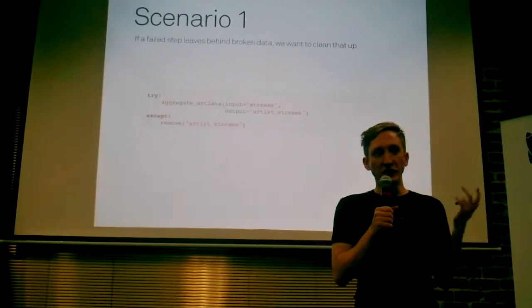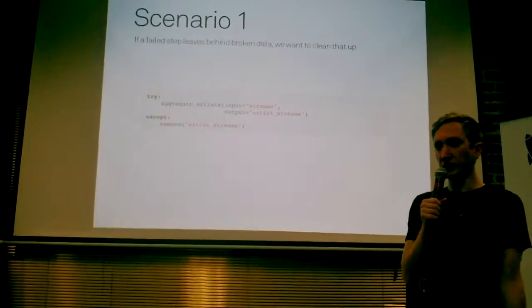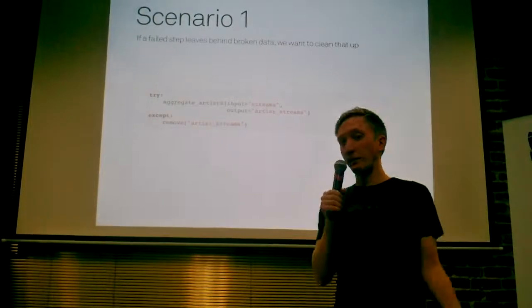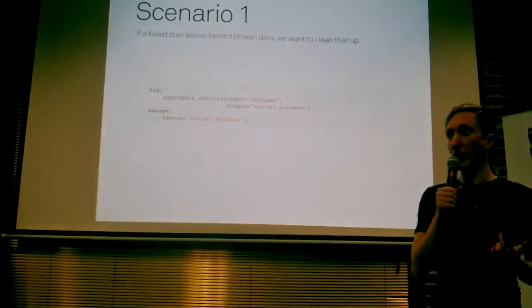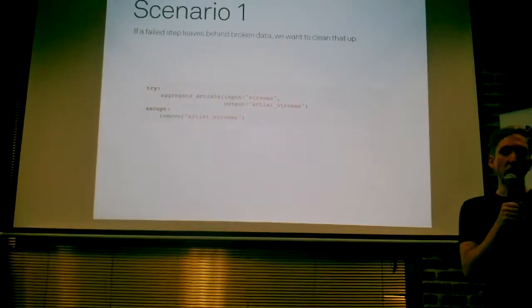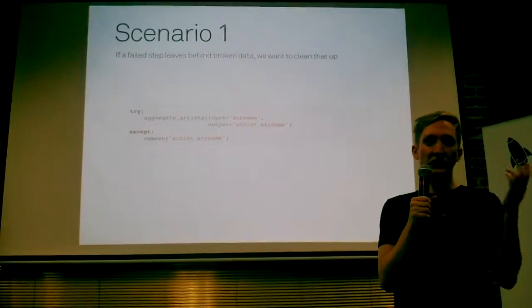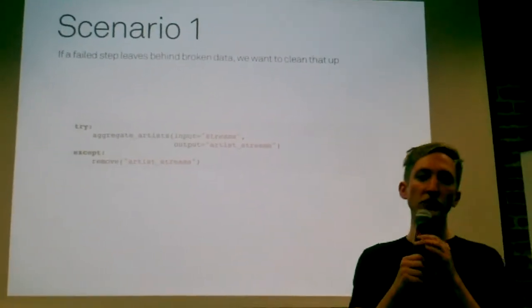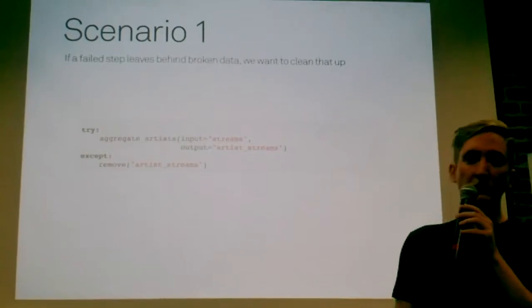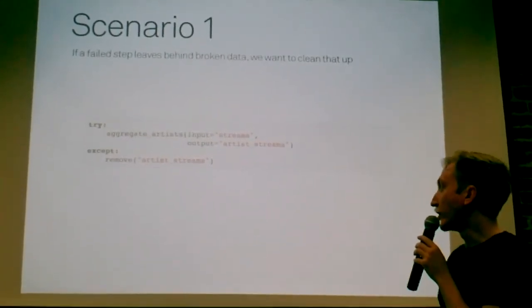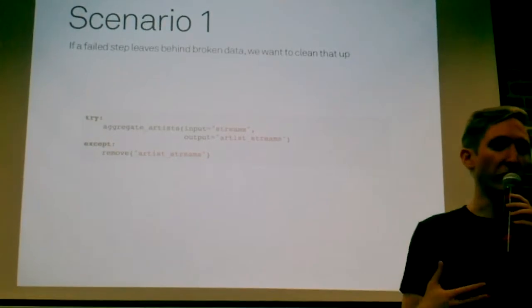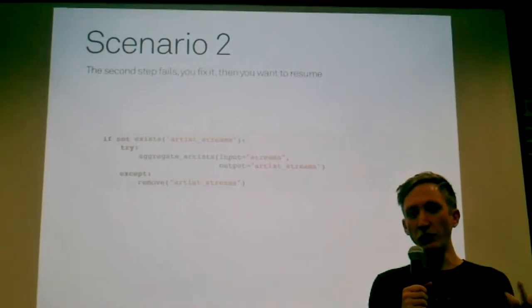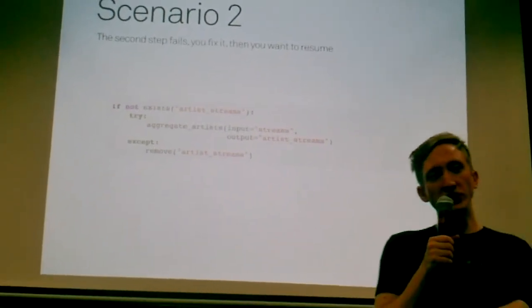So there are a few problems with this. Some things that you always have to do when you do these kinds of data processing. Let's say that our first step, when we aggregate on an artist level how many streams you have, fails, or we get some garbled data because the process that was creating it crashed. Then we want to, of course, clean up the data so no one uses this broken data set. So you would have to do something like this traditionally, where you would catch exceptions and clean up the data after yourself.